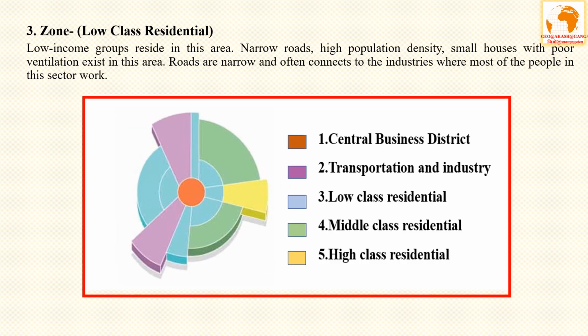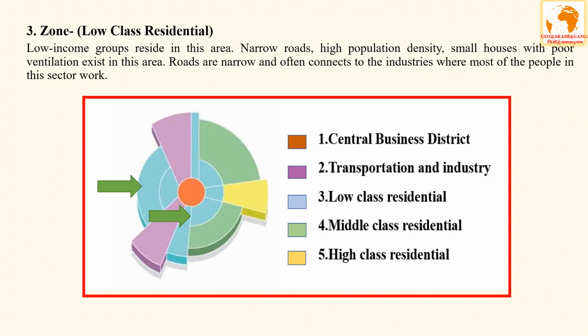The third zone consists of low-class residential areas. Generally, low-income groups reside in this area. Narrow roads, high population density, and small houses with poor ventilation exist in this area. Roads are narrow and often connect to the industries where most of the people in this sector work. Closeness to industries reduces the travel cost and thus attracts industrial workers.